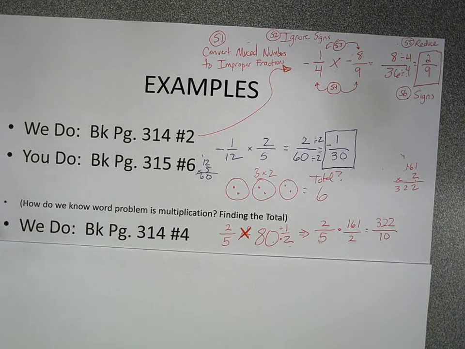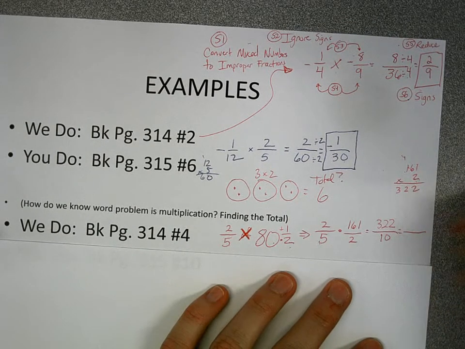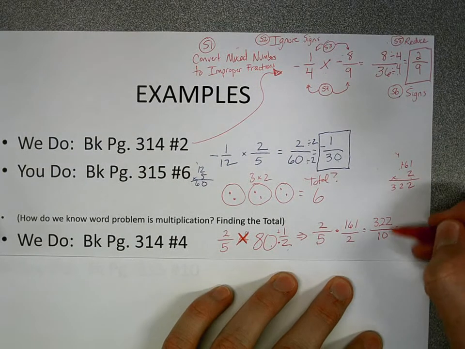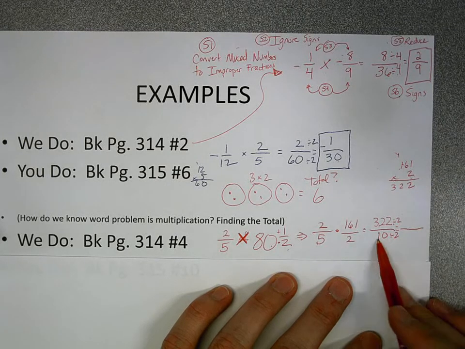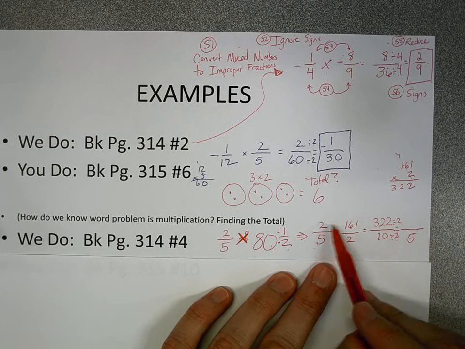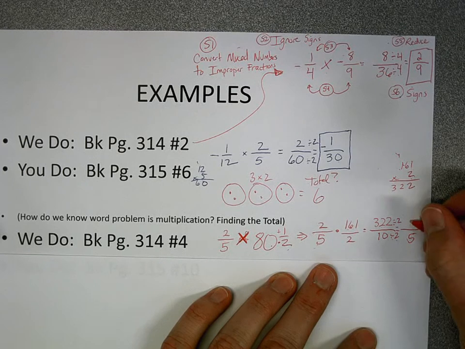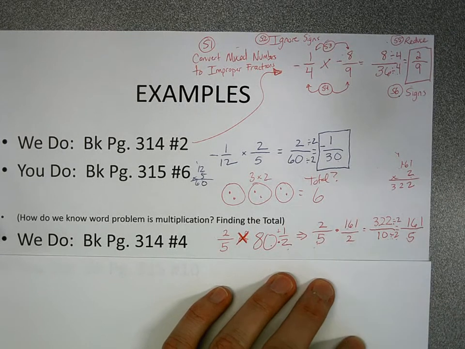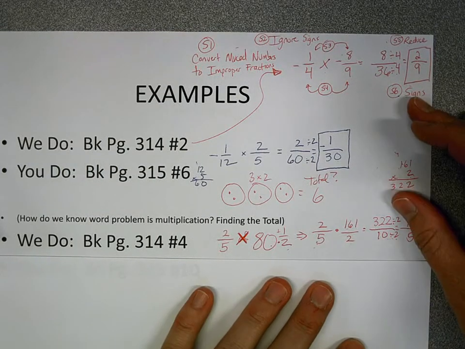Now, after I get this, I'm going to go ahead and try to reduce. Well, what I said before is the numerator and the denominator are both even numbers, so I can reduce both of them by 2. Now here's the neat thing, right? 10 divided by 2 is 5. Well, look at it, we just multiplied by 2. Coincidentally, we just multiplied 161 by 2. So 322 divided by 2 is back to 161.